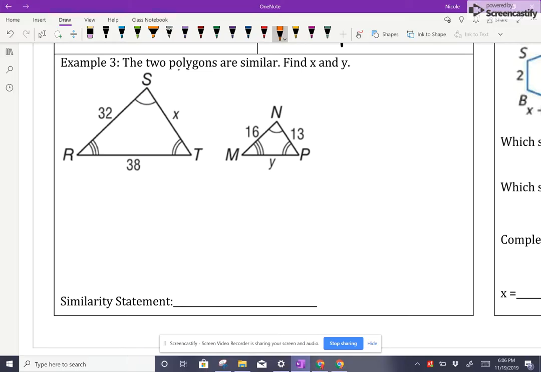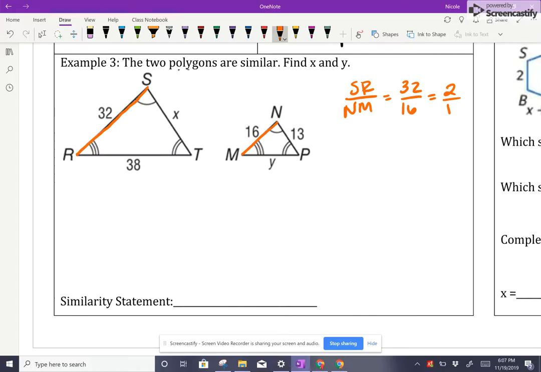Looking at our sides, S and R go with N and M. As a ratio, we have SR over NM, which is 32 over 16. These are both divisible by 4, giving you 8 over 4, which reduces to 2 over 1. So 2 over 1 is our similarity ratio.